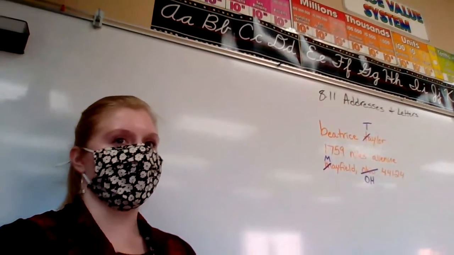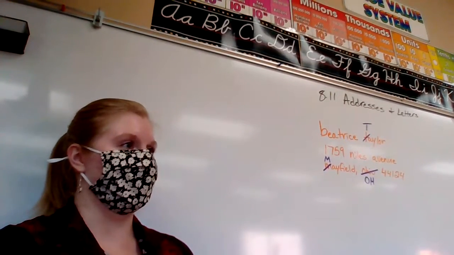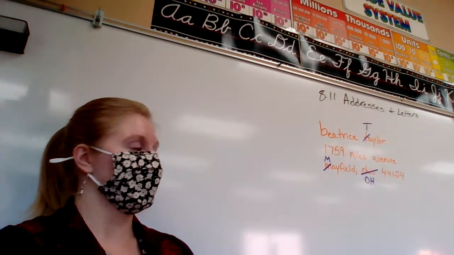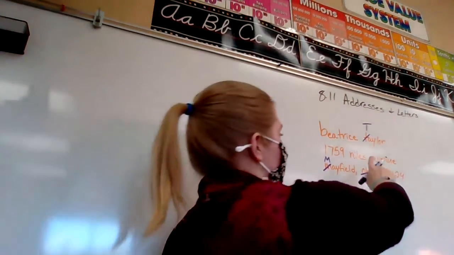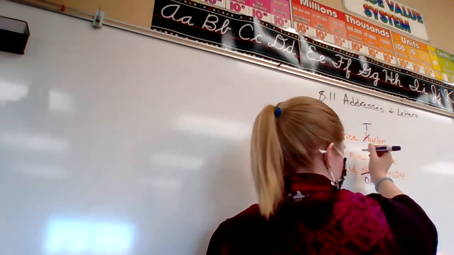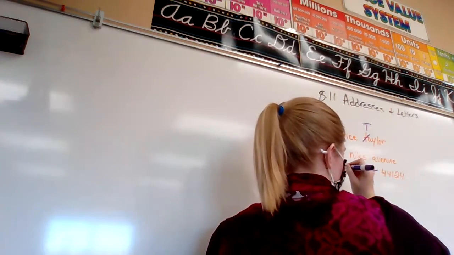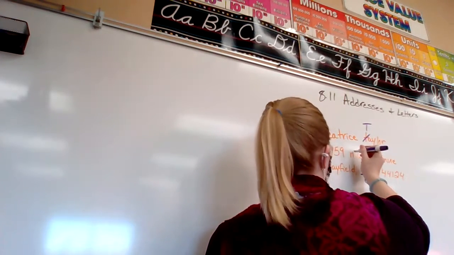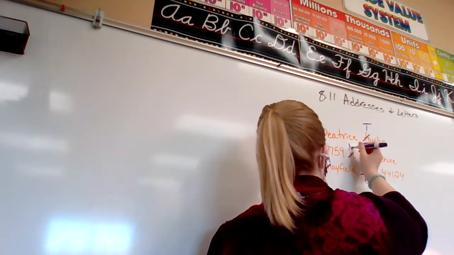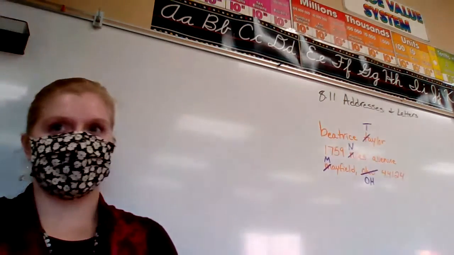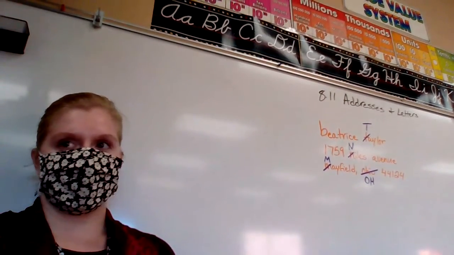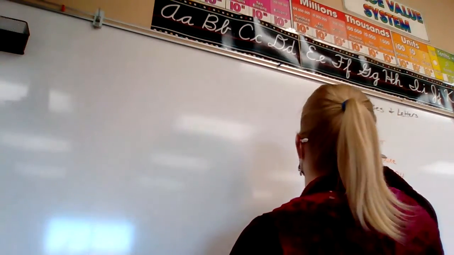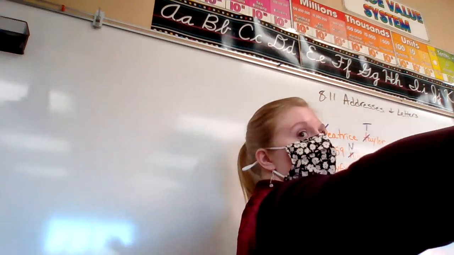What else needs to be corrected? Let's have Richie. Niles. That is part of a street name, and it's an avenue. Well, what do I need to do to it? I need to capitalize it. Yep, capitalize the N. What else? Max? You need to capitalize the B in Beatrice. And no, not in OH.